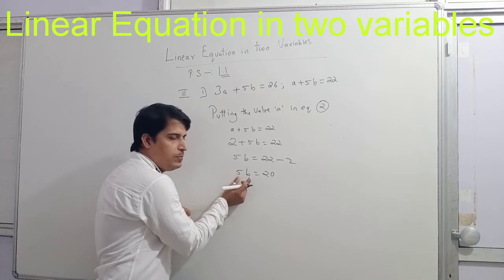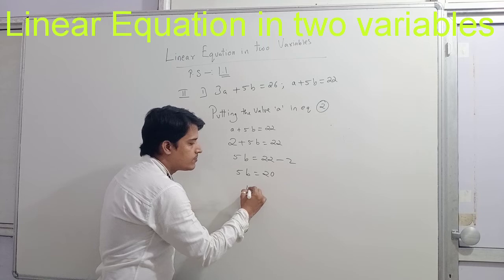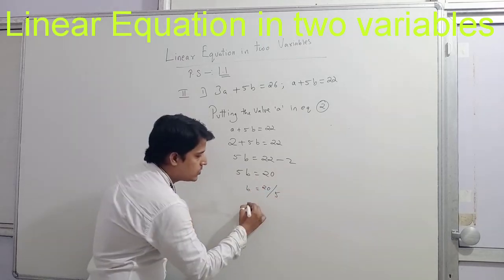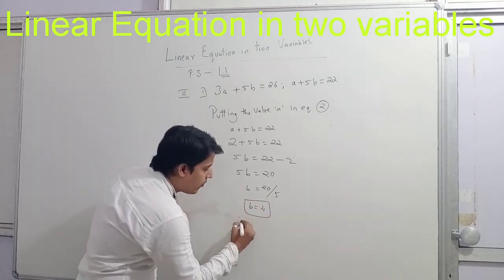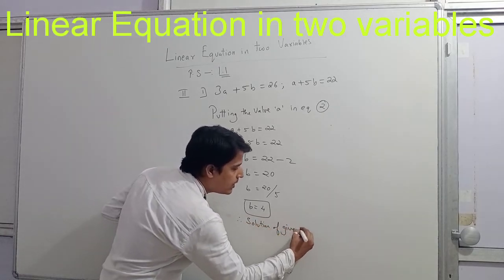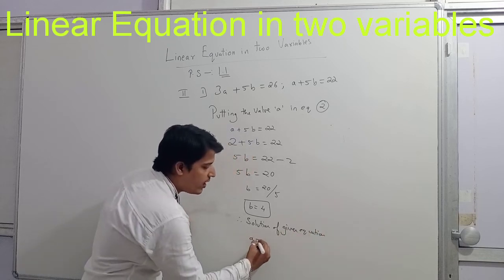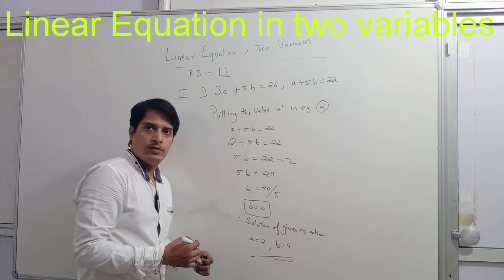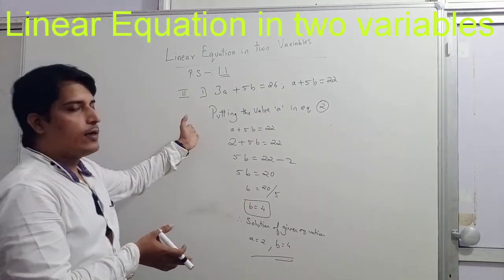Now again 5b, that means 5 multiplied by b. If I take this 5 to the opposite side, 5 was multiplication, on the opposite side it becomes division. So the value of b that you are going to get is 4. Therefore, the solution of the given equations, or rather we can say the value of a is 2, and the value of b is 4.